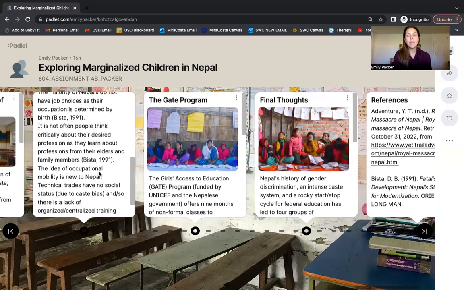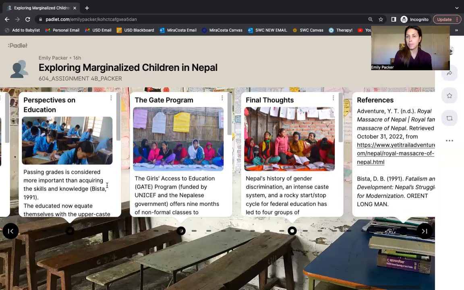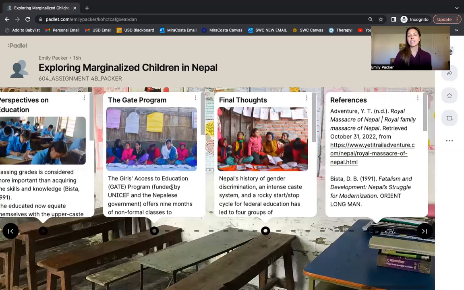So thinking about an organization that has been promoted by the government and has done some work that is empirically supported, that is the GATE program. The GATE program is the Girls Access to Education program, and it's funded by UNICEF and the Nepalese government. Now, I chose the GATE program out of literally dozens and dozens of programs that I saw currently working in Nepal. Again, I think the research said there were over 400 NGOs and INGOs in the 90s in Nepal, and it's only grown.